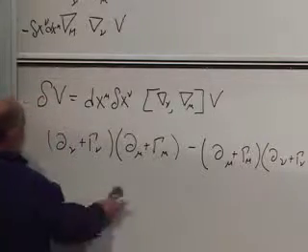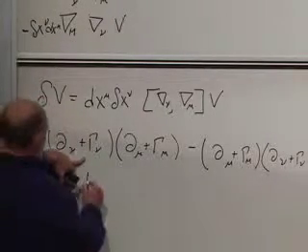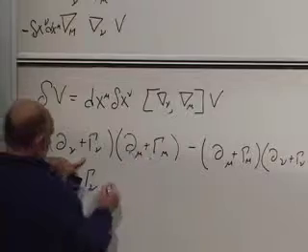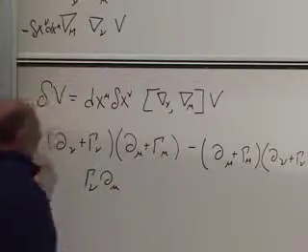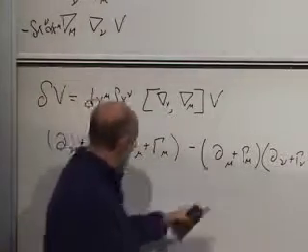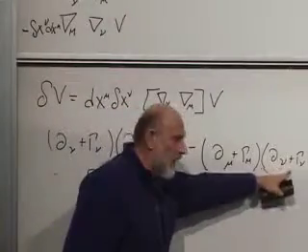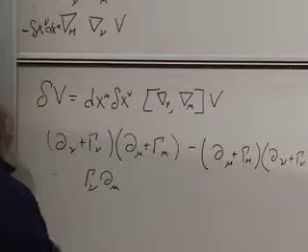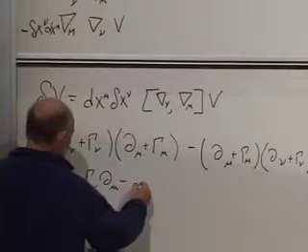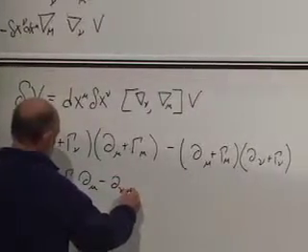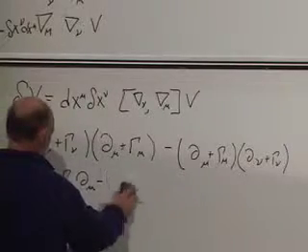Next, we get gamma nu times d mu. But then we have another one over here which is almost identical except in the opposite order. D mu times gamma nu. So that's minus d mu times gamma nu.